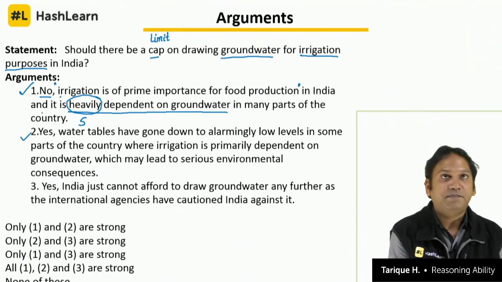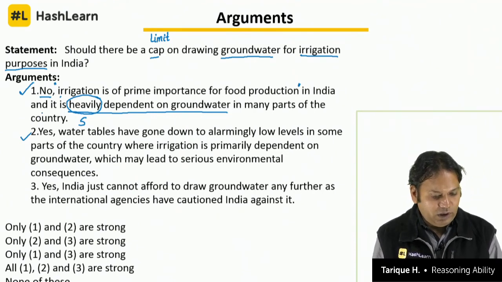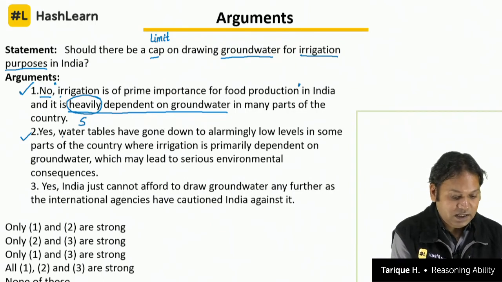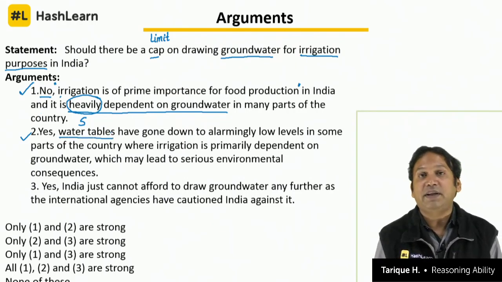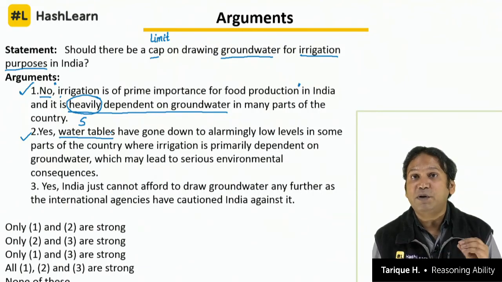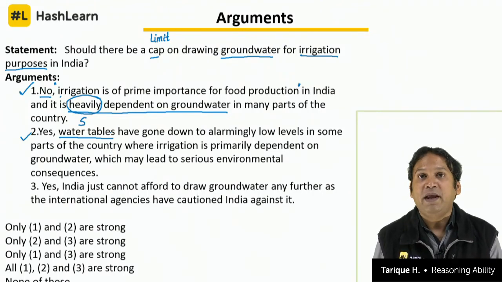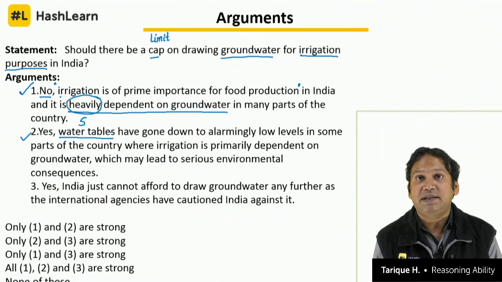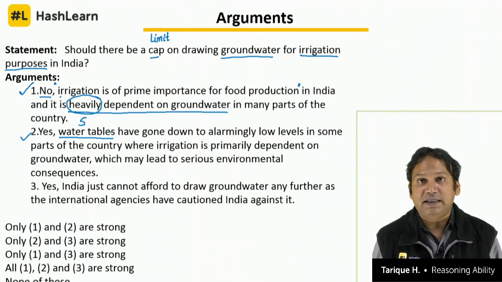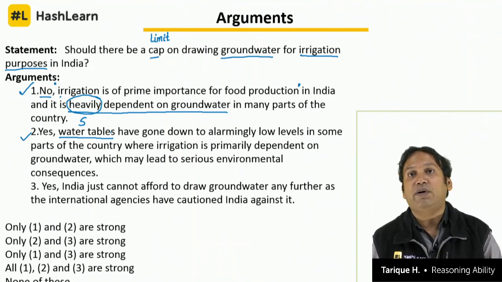Let's look at the second one. Yes, water tables have gone down to alarmingly low levels. Water tables means, again understand the meaning. That's what I'm saying, that you need to understand common things. General knowledge has to be good, your vocabulary should be good, and your ability to read and understand content should be good to solve these questions. If these things are in place, solving questions like these is not a big thing. Okay, water table means the groundwater table.